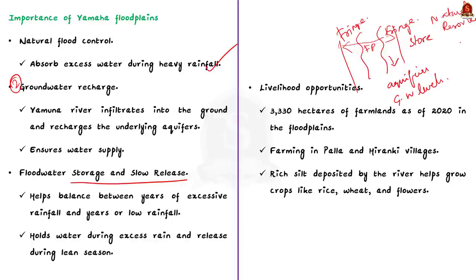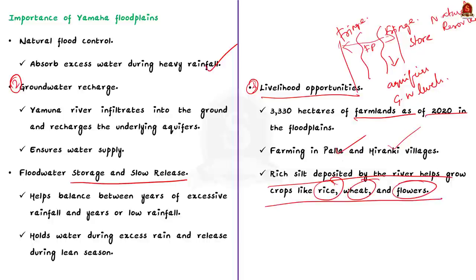downstream. Lastly, the Yamuna floodplain also provides livelihood opportunities. See, of the 9,700 hectares of Yamuna floodplains in Delhi, 3,330 hectares are farmlands as of 2020. Farming is mainly practiced along the Palla and Hiranki villages. Farmers use the rich silt deposited by the river to grow crops like rice, wheat, and flowers. On one hand, farming has a low ecological footprint, and on the other hand, it provides livelihood opportunities to farmers, in turn curbing distress migration. So these are some of the important roles played by the Yamuna floodplains.